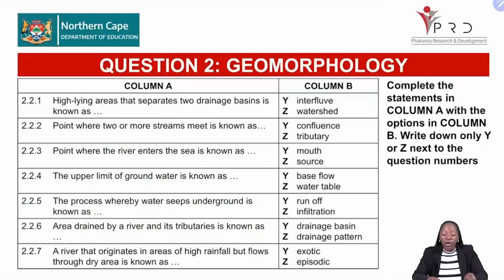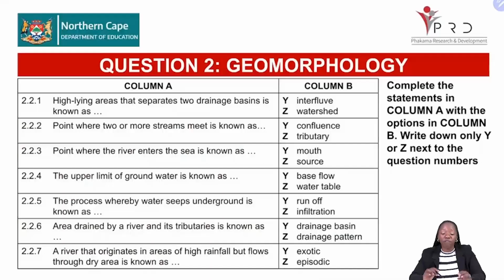Then we're looking at our question 2. In question 2, it's where you should expect questions from geomorphology. Remember again, the examiner can pick any subtopic under geomorphology. So here you are given another form of short objective questions. Remember, we said they may come as a multiple choice, they may come as column A and column B, or where you are given to choose from the brackets.